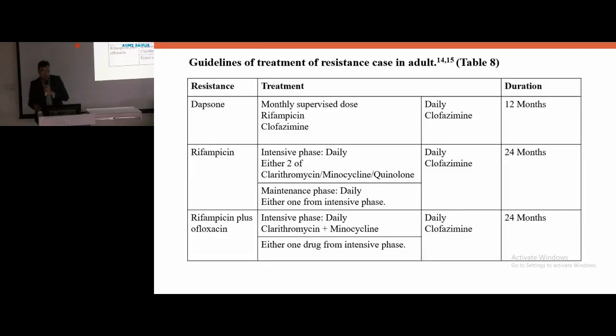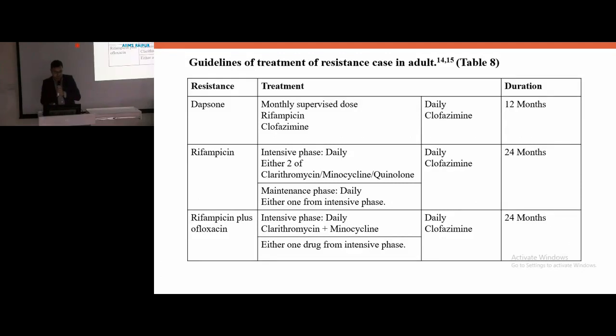Now the treatment of drug resistance. Where we find drug resistance, if there is resistance to dapsone, then what we give is the monthly supervised dose of rifampicin and clofazimine. If there is a resistance to dapsone, we just omit the dapsone. We don't add anything else. We keep everything the same.